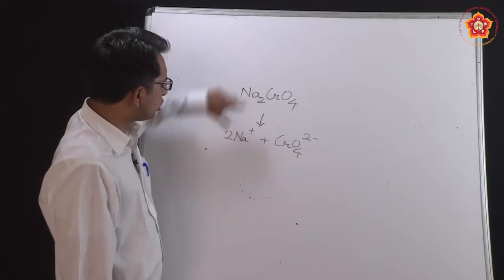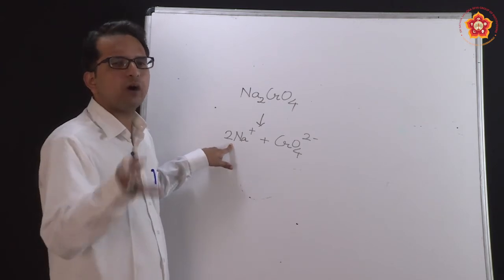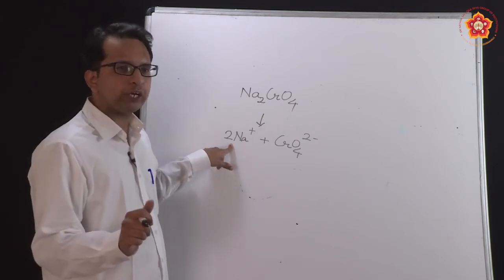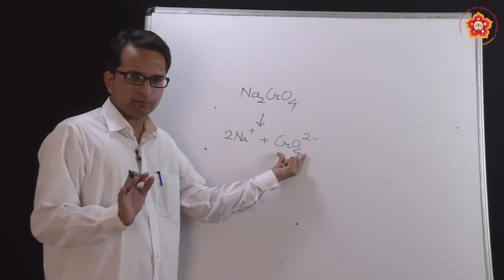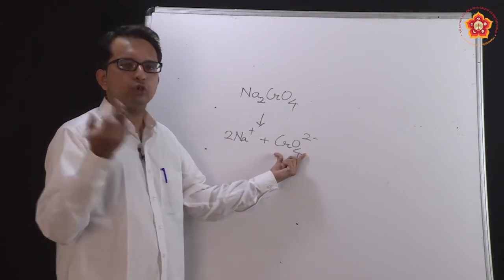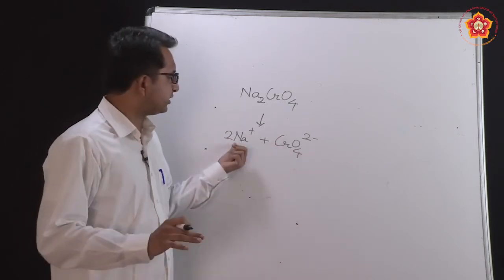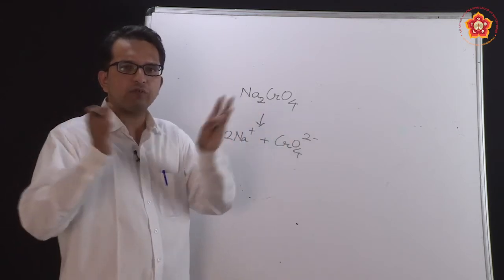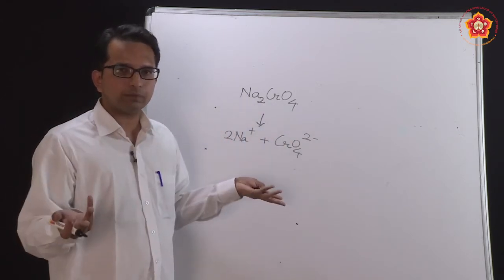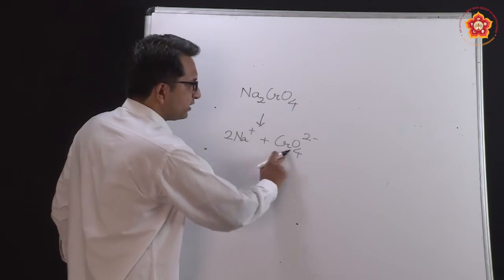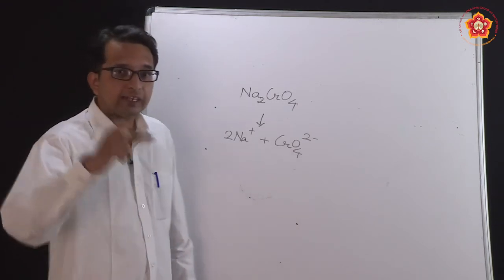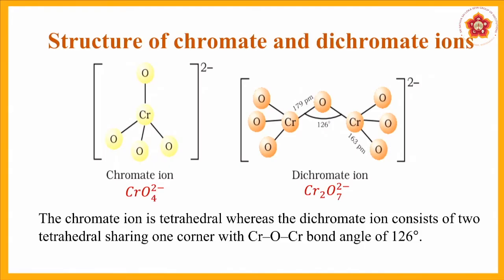So, what is the role of the sodium? It is just that it is a counter ion. What is the role of a counter ion? This is our main ion, and because it is an anion, to stabilize it into a salt, it needs a cation. A combination of cation and anion forms a salt. So, the main ion that is required here is the chromate ion, and let us also see the structure of the dichromate ion.